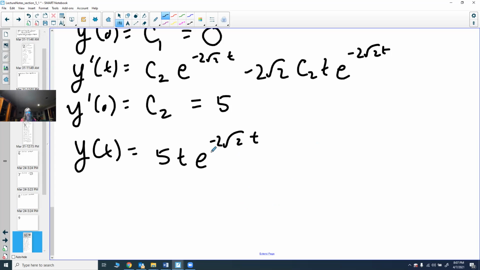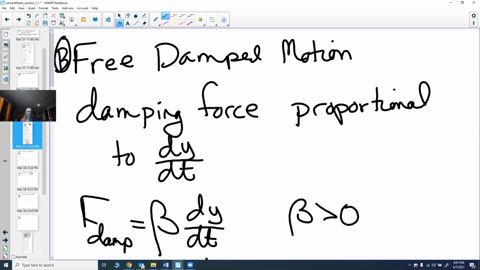This is critically damped because we have that form of critically damped. You can actually plot it up and see that, and then you can find the other pieces. Don't forget, if you want to find out where it's maximum, you find the derivative and set it equal to 0 to find your critical points and so forth. We also can have what we call free damped motion.